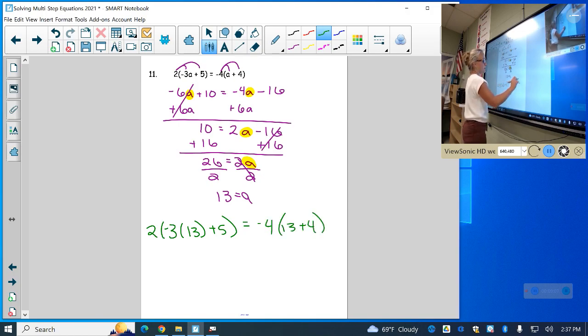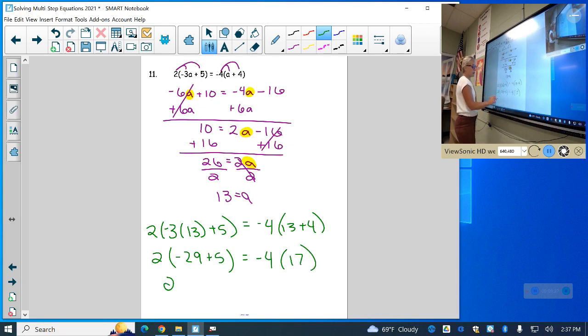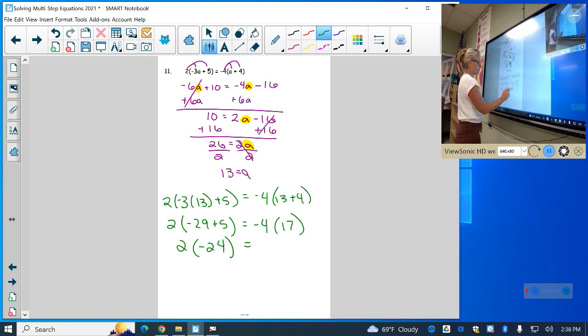13 plus 4. I don't have to distribute this time because I can just simplify. So I have 2 times negative 29 plus 5 equals negative 4 times, excuse me, 13 plus 4 is 17. Negative 29 plus 5 would be negative 24. And negative 4 times 17, 68. And this one times 2, no, that can't be right.